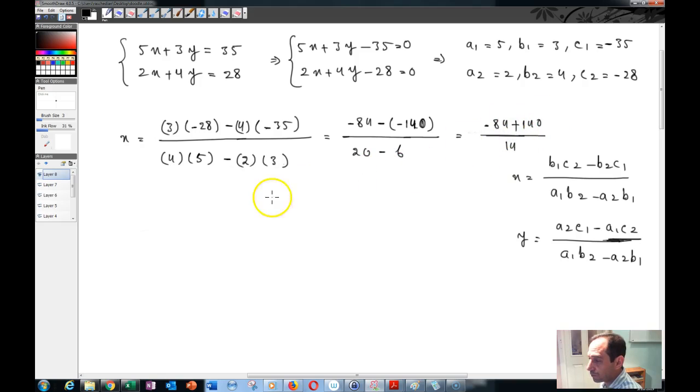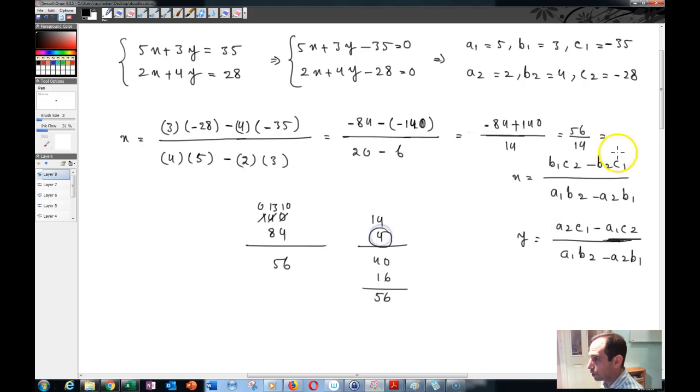So 140 minus 84 is equal to 56. So 56 over 14, which is equal to, 14 times 4 is equal to 56. So that's 4. So 4 is the value of your x. X is equal to 4, which is the same value that we got before.